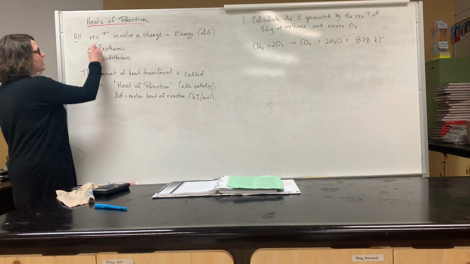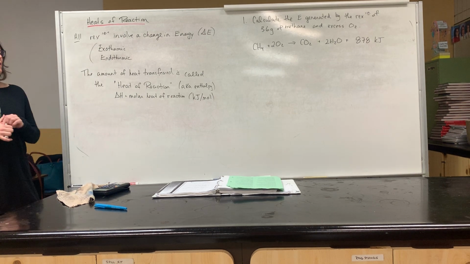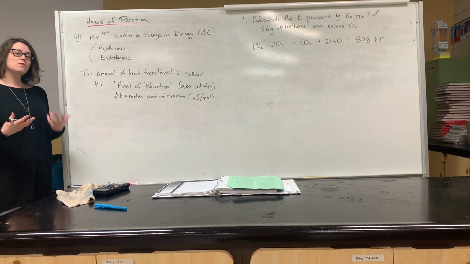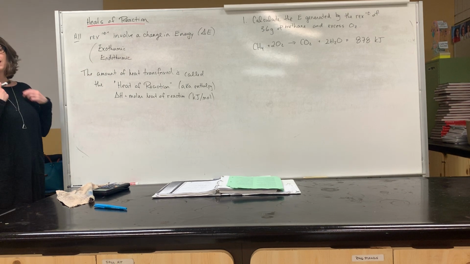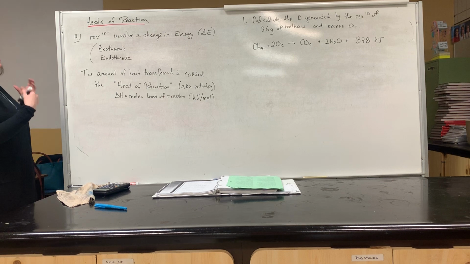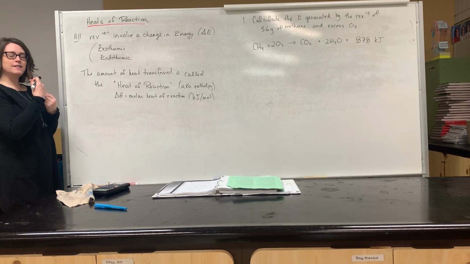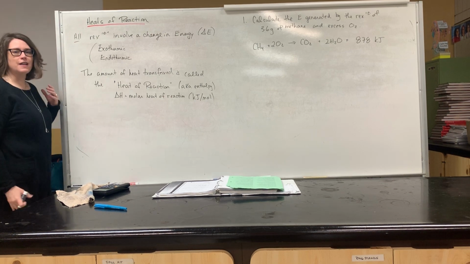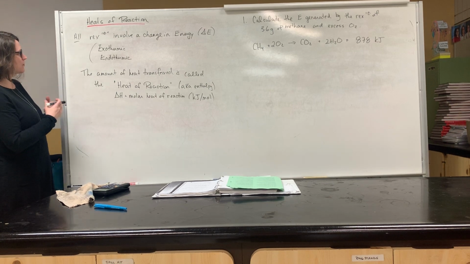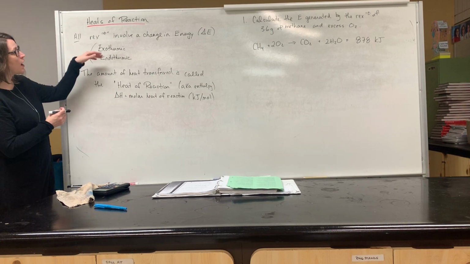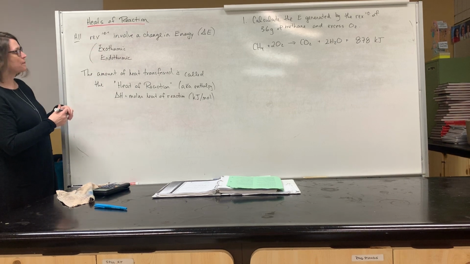Now we've got two different types of reactions. Remember, heat is the same thing as energy. Those two words are interchangeable. So we've got exothermic and endothermic. We have covered these before. Exo: heat is released, exothermic. Endo: heat is absorbed. That's the difference between them, opposite sides of a coin.